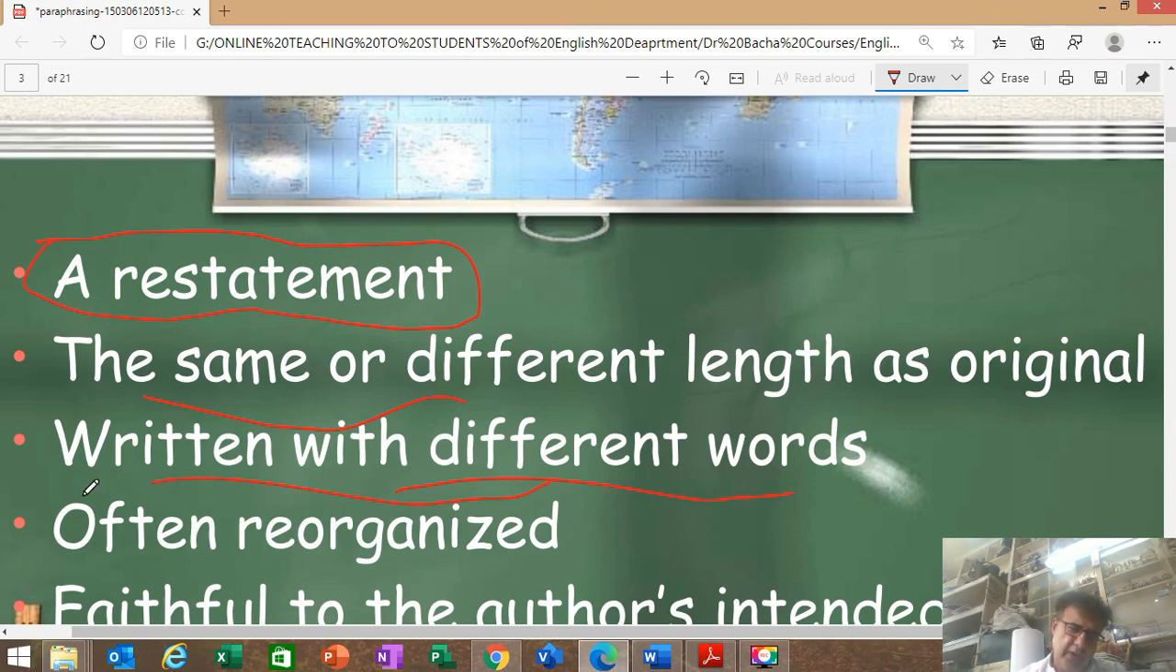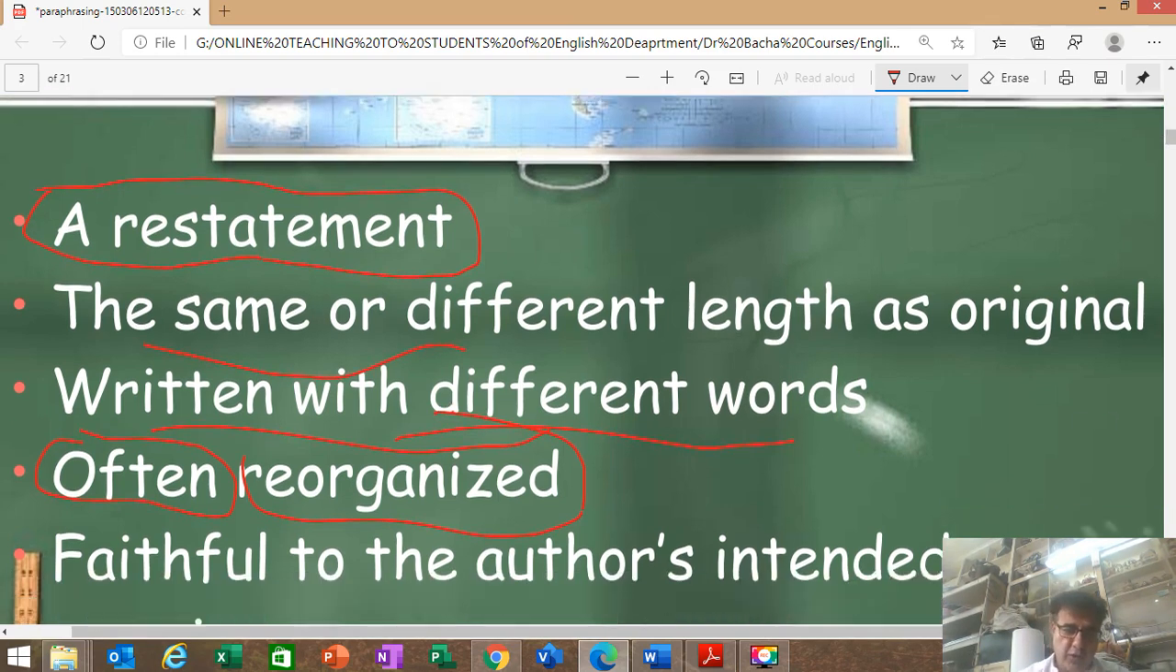Often reorganized, okay, because mostly when you try to change something, you should change it and give something very differently. The reorganization takes place because you have to replace certain words. And I'll give you some examples as the lecture goes on, so you have to just look at that.